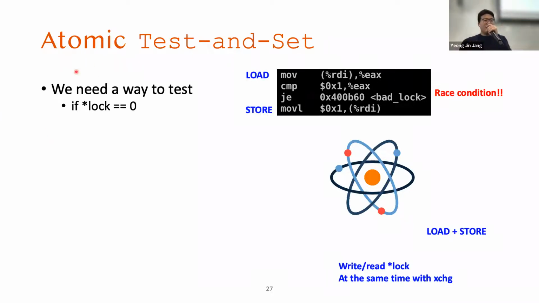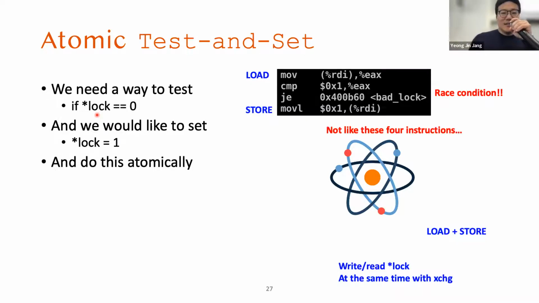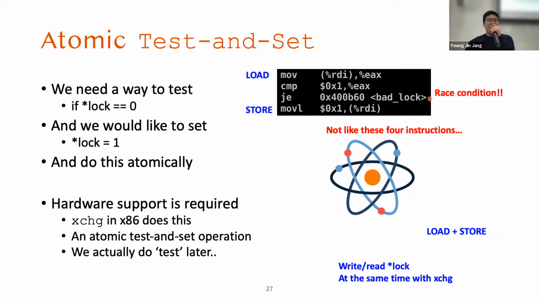That's where the race condition can come in. So to remove that, we need a way to test if the previous lock value is 0, and then set the lock value to 1, and we want to do that as a single instruction, not like these 4 instructions, because any other thread can get in there. So how can you do that? In x86 CPUs there is a hardware instruction called exchange, and that serves as an atomic test and set operation.